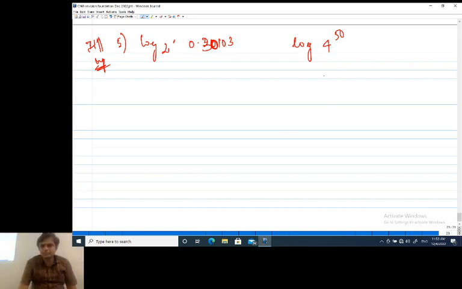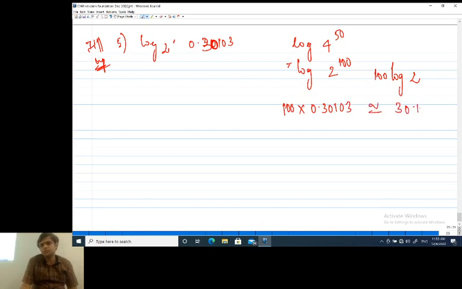So this can be rewritten as log of 2 power 100, or 100 log 2. So when I multiply, I get 100 into 0.30103, which is approximately equal to 30.103. The answer should be 30, but since it goes above, he takes it as 31. He is rounding it to the uppermost extent.